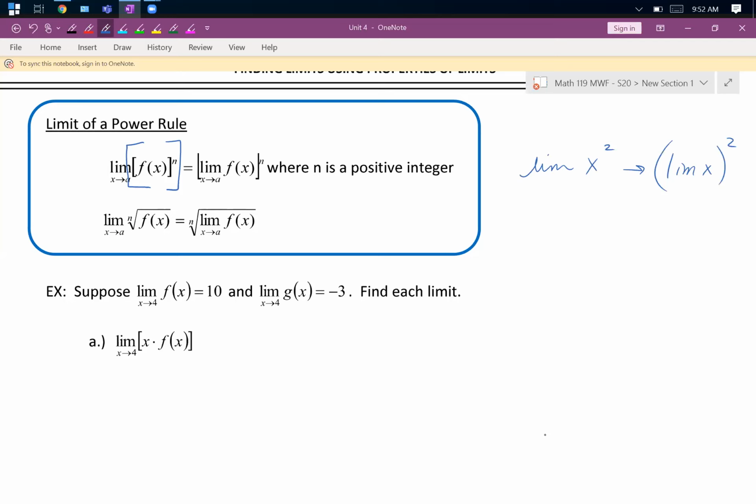And since a radical can be rewritten as an exponent, this rule expands to our radicals as well. The limit as x approaches a of the nth root of f of x, well, you can just find the limit as x approaches a of f of x and then take the nth root of that.